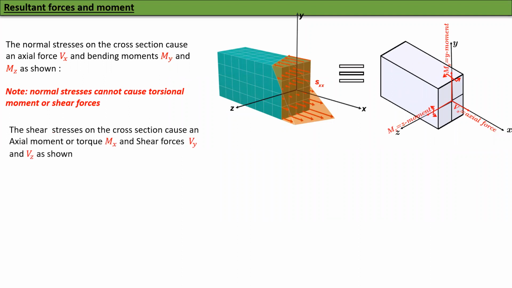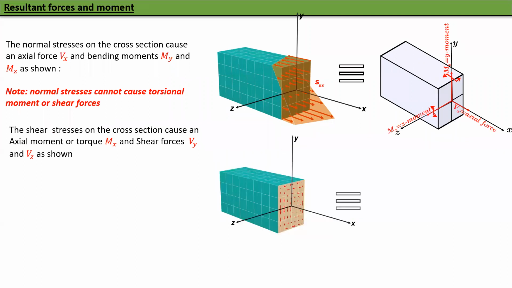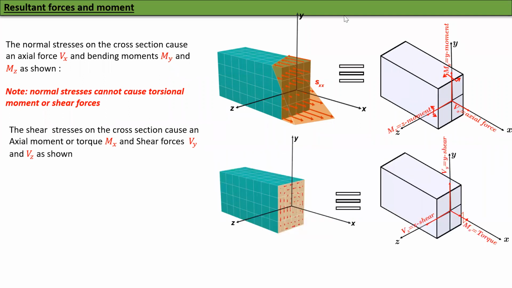The shear stresses on a cross section cause an axial moment or torque and shear forces Vx and Vy. So here's a shear stress on the cross section, and that will cause axial torque, twisting, and then two shear forces. Shear stresses cannot cause bending moment, nor can they cause axial forces. So remember that.